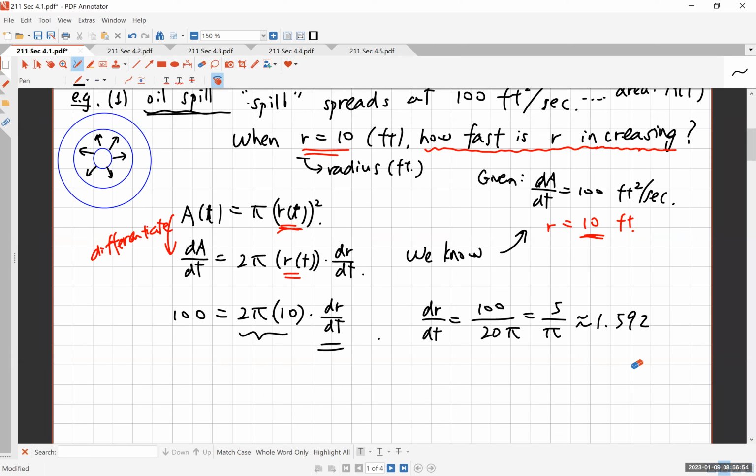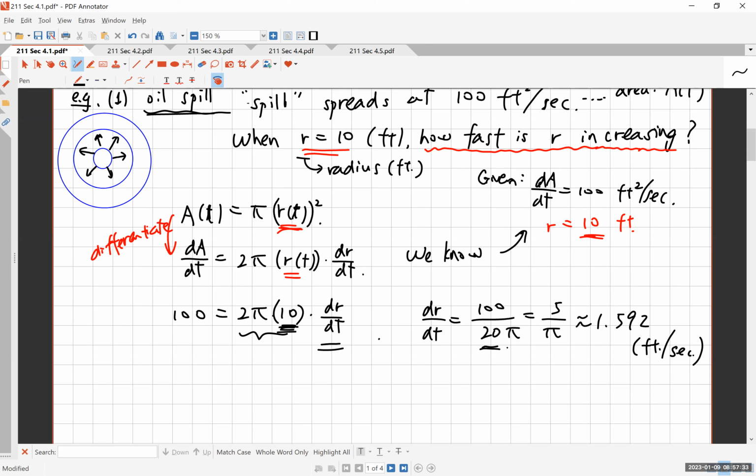Usually 2, 3 decimal spaces would be okay. And then you want to make sure you have the right units, okay? We are talking about the radius increasing and the rate of a radius increasing. We have been using feet, square feet, and seconds. So this will be 1.592 feet per second. Now again, notice here, if this number is different, let's say if this number is 20, then this will be 100 over 40 pi, and that's going to change the answer, okay?